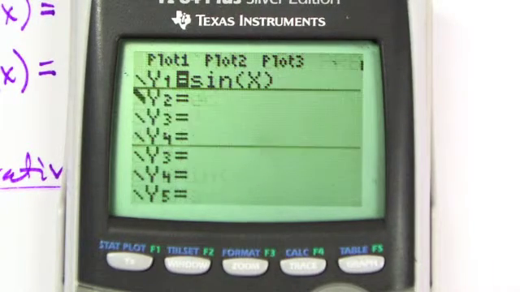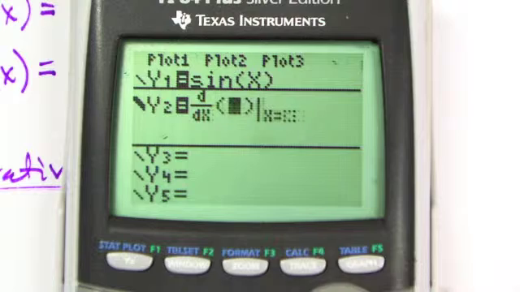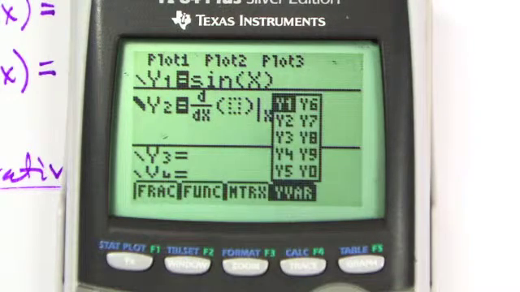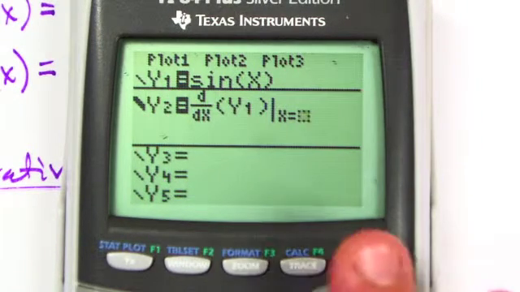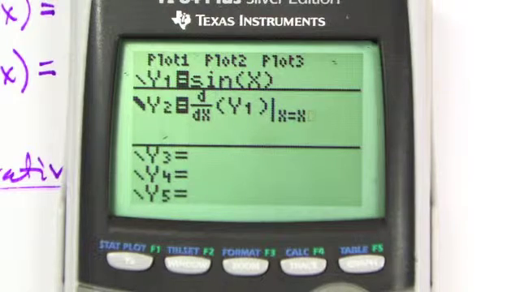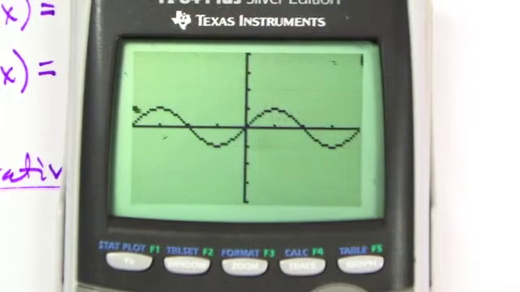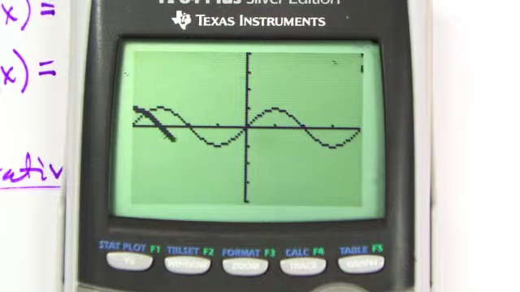So I'll go math 8. And I'm going to tell it to graph the derivative of what's in y1 for all x. And let's see what that looks like.